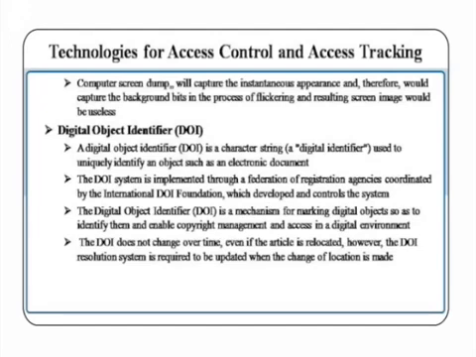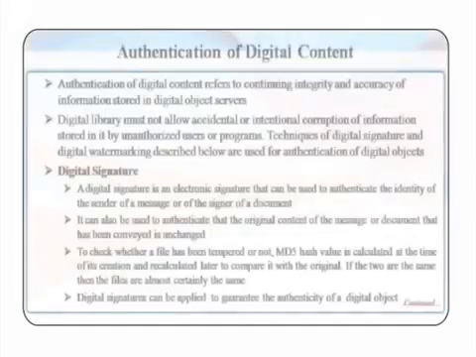The digital object identifier is a mechanism for marking digital objects so as to identify them and enable copyright management and access in a digital environment. The DOI doesn't change over time, even if the article is relocated. However, a DOI resolution system is required to be updated when the change of location is made.